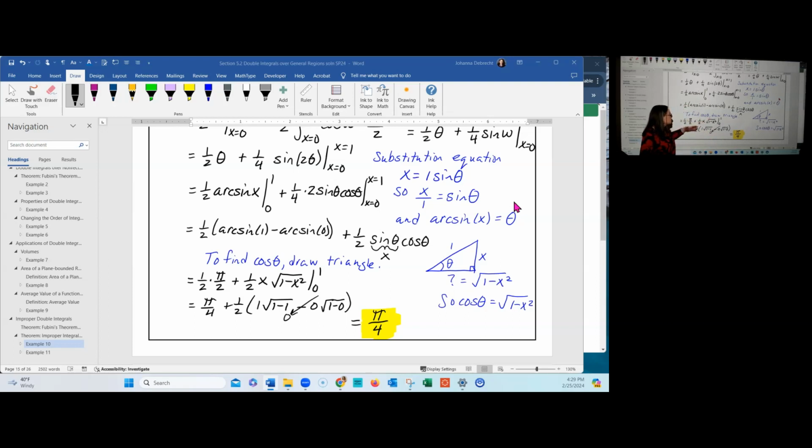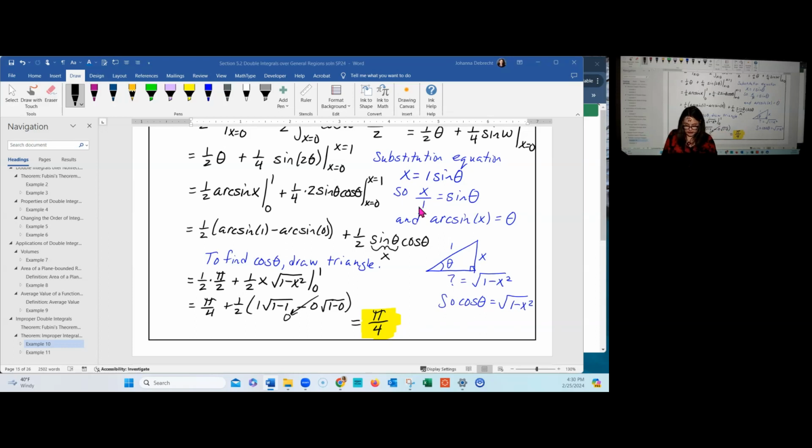Finally, I replace each piece with what it had. In the first, I have 1/2 arc sine of x between 0 and 1. For the second, I have 1/2 x times the square root of 1 minus x squared between 0 and 1. The arc sine of 1 is pi over 2, and the arc sine of 0 is 0. That gives me 1/2 of pi over 2, or pi over 4. Substituting in the limits of integration on the second term, they both lead to 0, which gives me a final result of pi over 4.